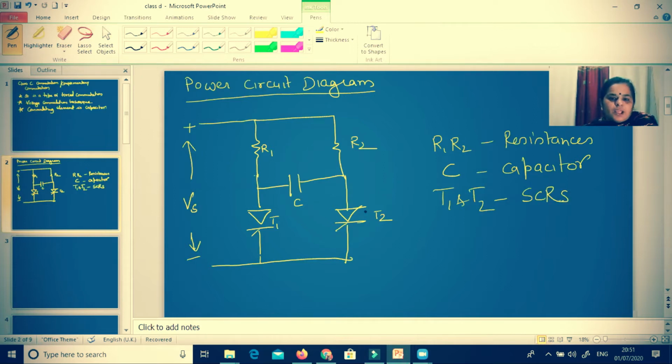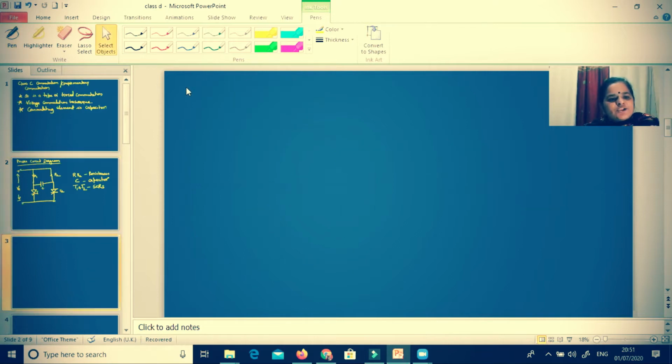So this is something about the power circuit diagram of a class C commutation. Now let us understand its operation. Before understanding its operation, there are a few assumptions.